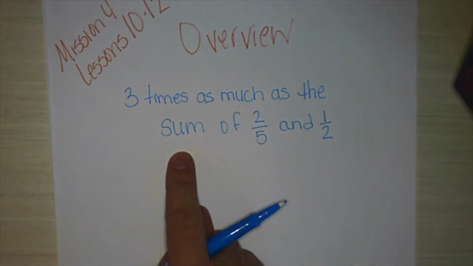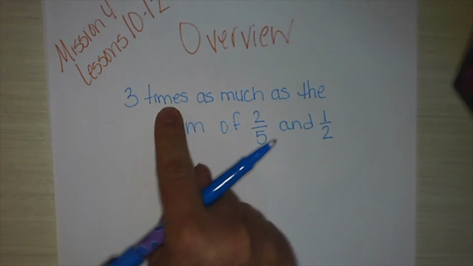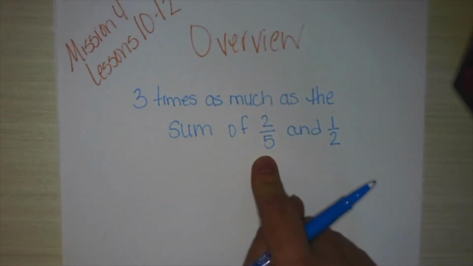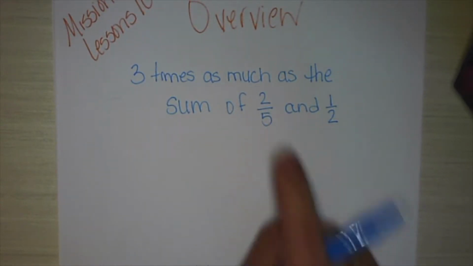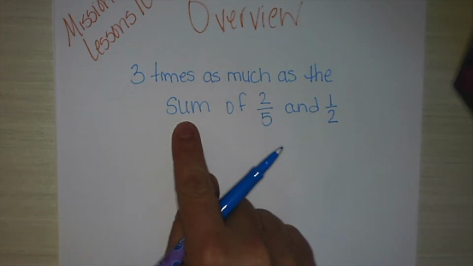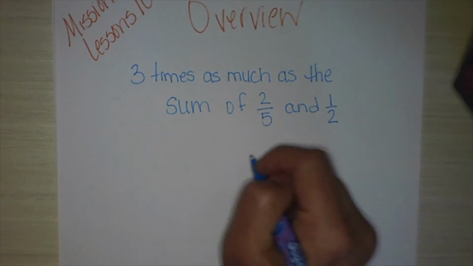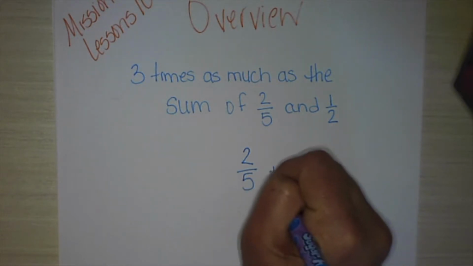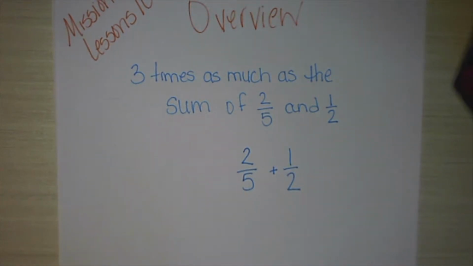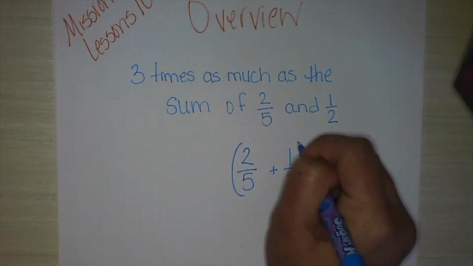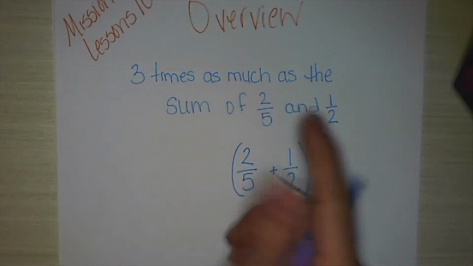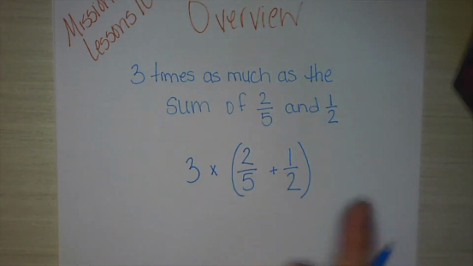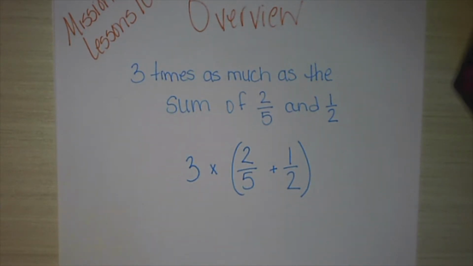So here I have a word sentence. 3 times as much as the sum of 2/5 and 1/2. So I want to turn this into an expression so that my numbers match my words. I'm going to go here to the sum. A sum is the answer to an addition problem, and I need the sum of 2/5 and 1/2. So there is my addition sentence. I need the sum of those numbers, so I know these two numbers are going to be grouped. Before that says 3 times as much, so it's 3 groups of that sum. And so there is my expression.